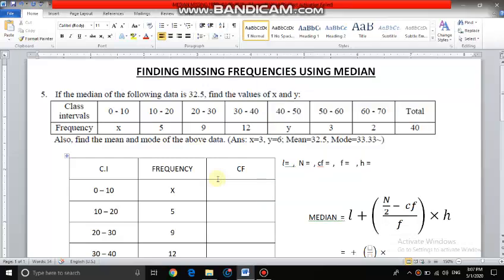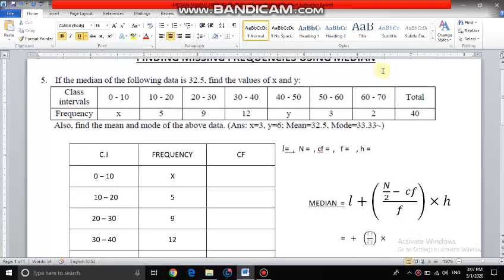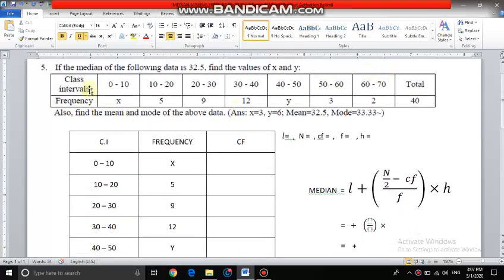Students, now we are going to discuss another example, finding the missing frequencies. We already studied how to find the missing frequencies using mean. Now we are going to solve using median. In the last class we already discussed how to find the median, what its formula is, how to find the mode, and all. Now we are going to solve finding missing frequencies in median.